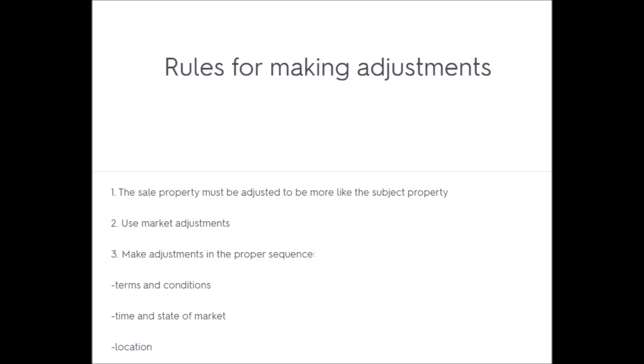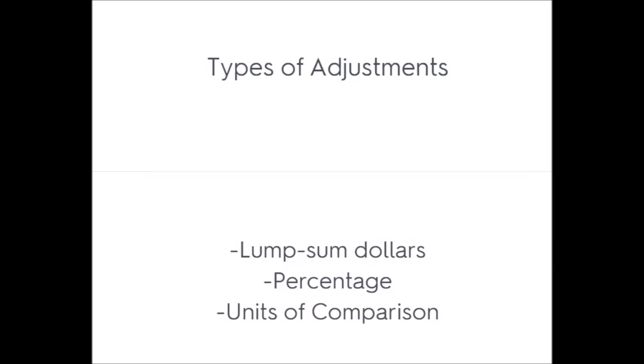1. The sale property must be adjusted to be more like the subject property. 2. Use market adjustments. 3. Make adjustments in the proper sequence: terms and conditions, time and state of market, location, physical features including quality and condition issues. Types of adjustments. Lump sum dollars, percentage, units of comparison.